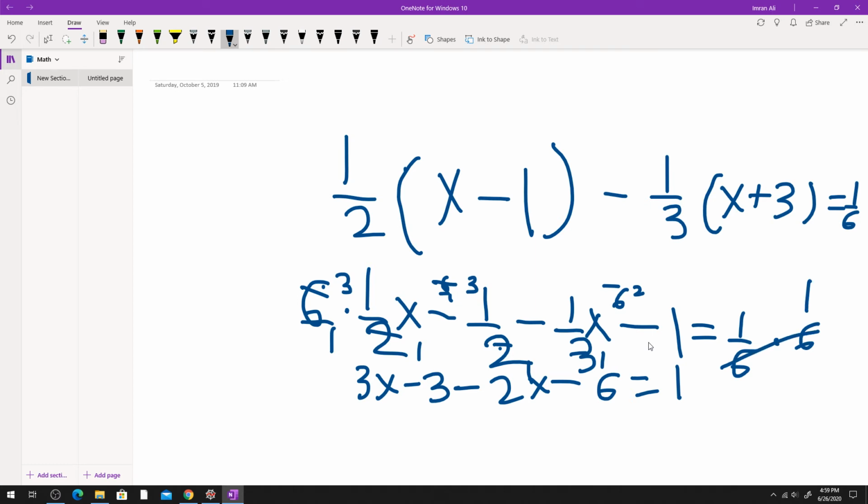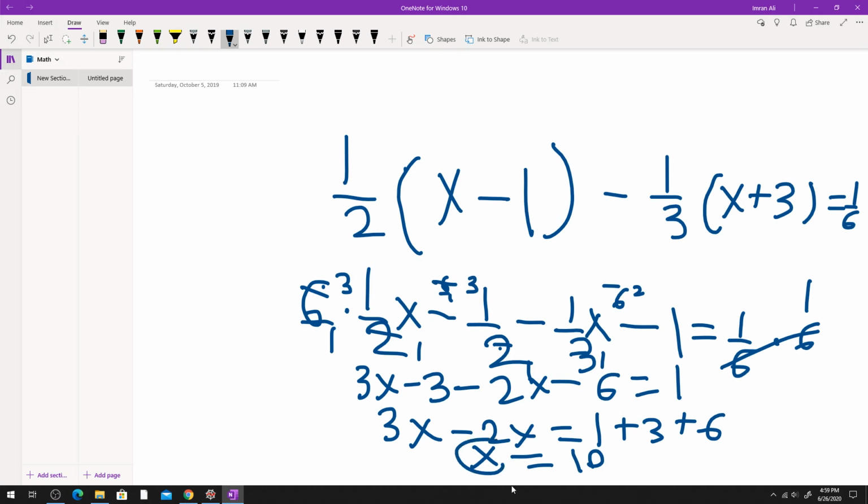Okay, there we go. So now we can get the x terms together. 3x minus 2x equals 1 plus 3 plus 6. 3x minus 2x is x, which is equal to 1 plus 3 is 4. 4 plus 6 is 10. And of course, we already have the x, so x is equal to 10. So that was again pretty easy to do.